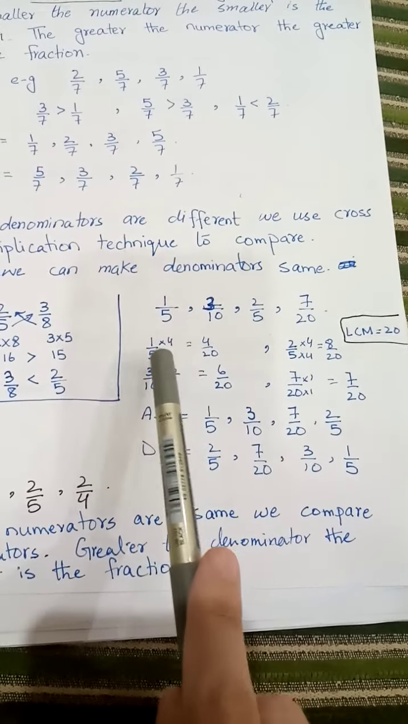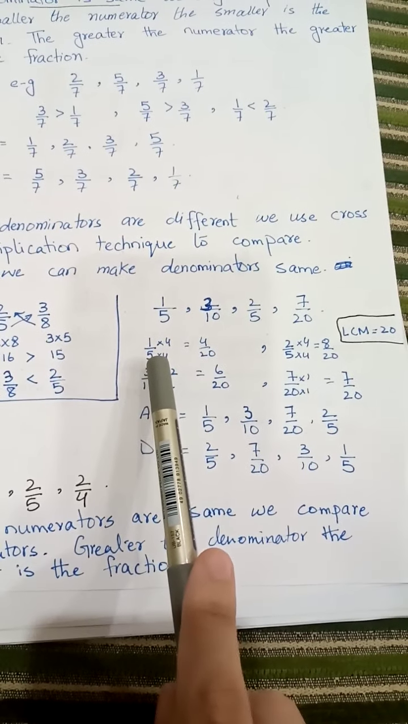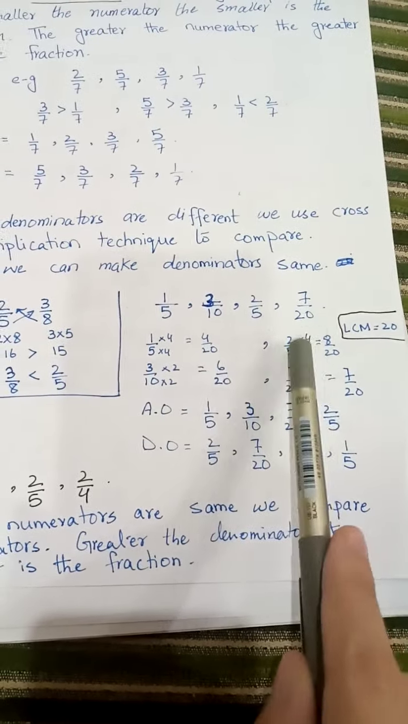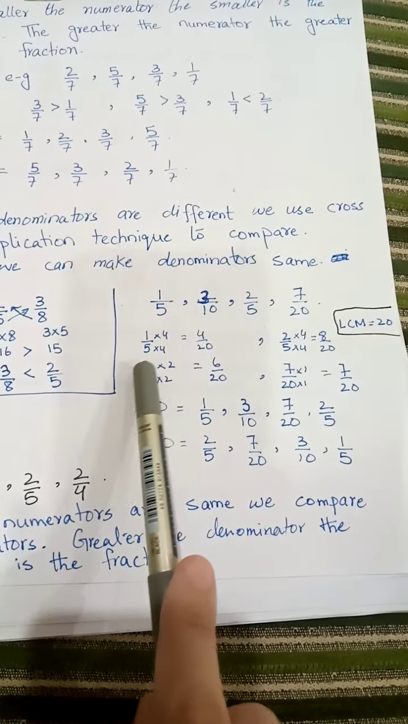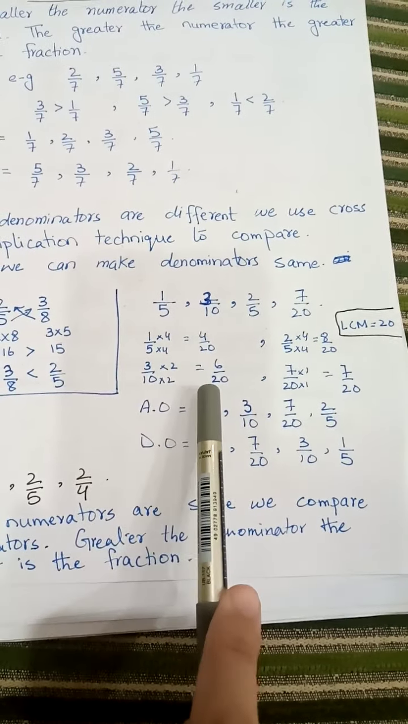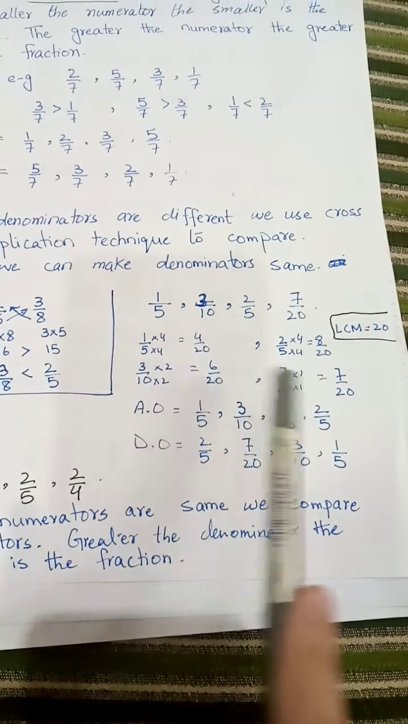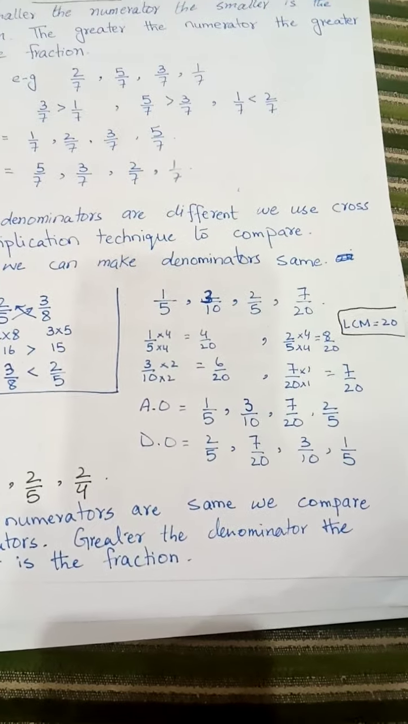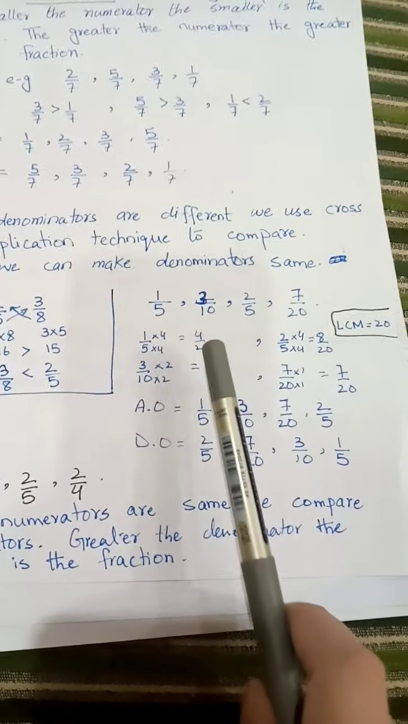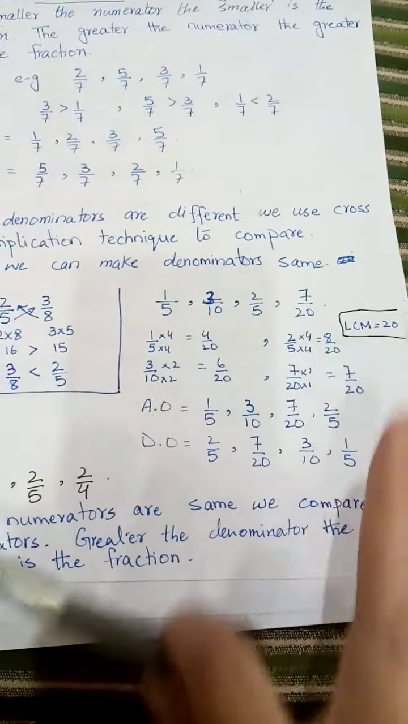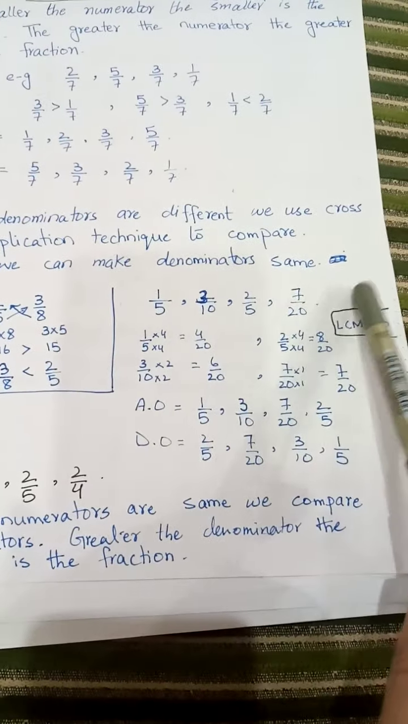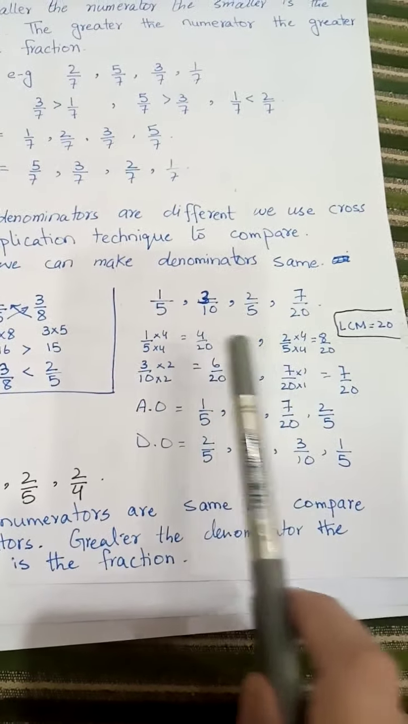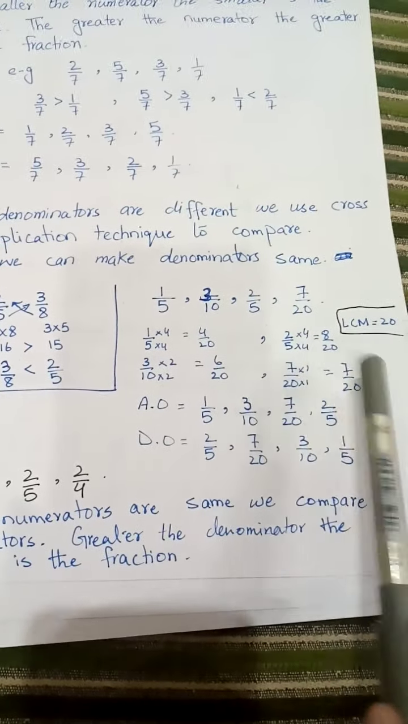We multiply the numerator and the denominator with the same number. To make 5 into 20, we have to multiply it with 4. 5 into 4 is 20 and 1 into 4 is 4. Again, to make 10 into 20, we multiply 10 with 2. And 7/20 has no need to multiply; you can write it as it is. Now we have the equivalent fractions of every fraction in the example, and you can see the denominators are the same now: 20, 20, 20 and 20.